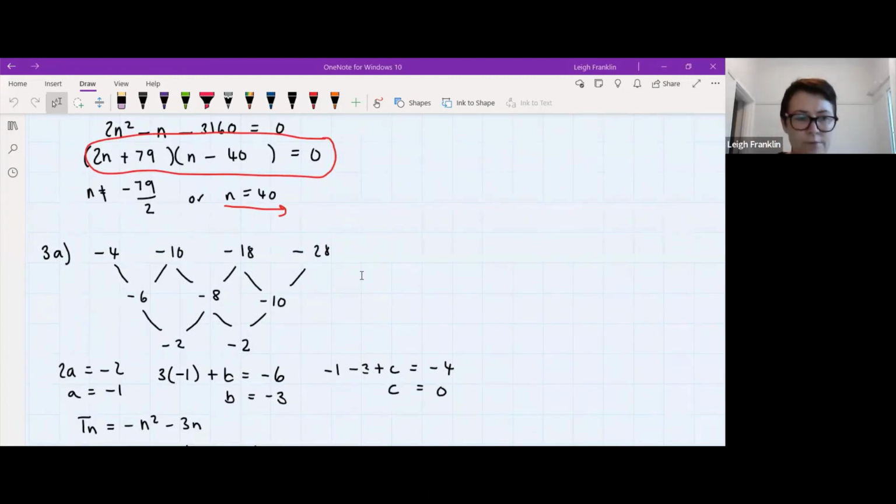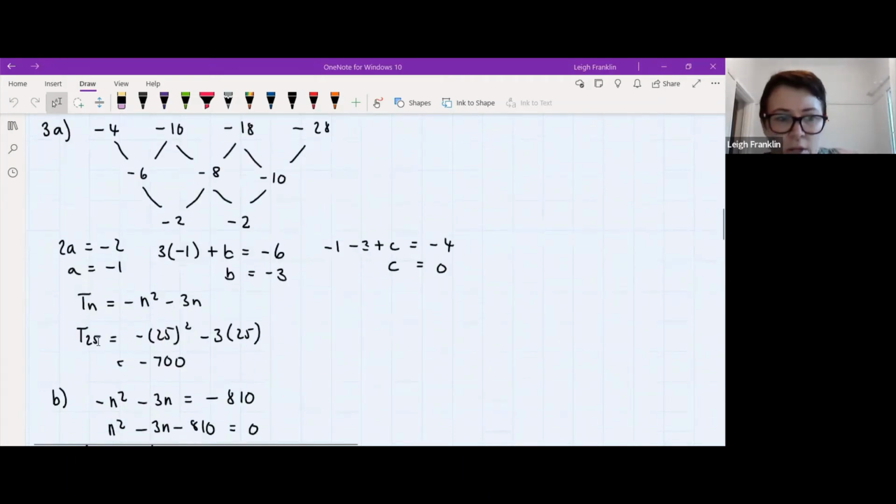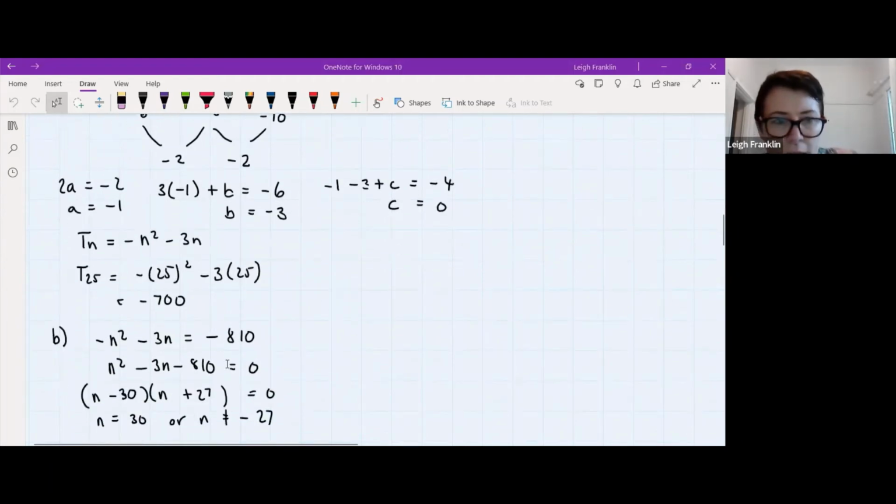So I got my pattern of first differences as -6, -8, -10. I got my constants as -2. So I said 2a is equal to -2. So a was -1. I said b was -3 and c was 0. So my nth term is -n squared minus 3n. Term 25 would give me a -700.